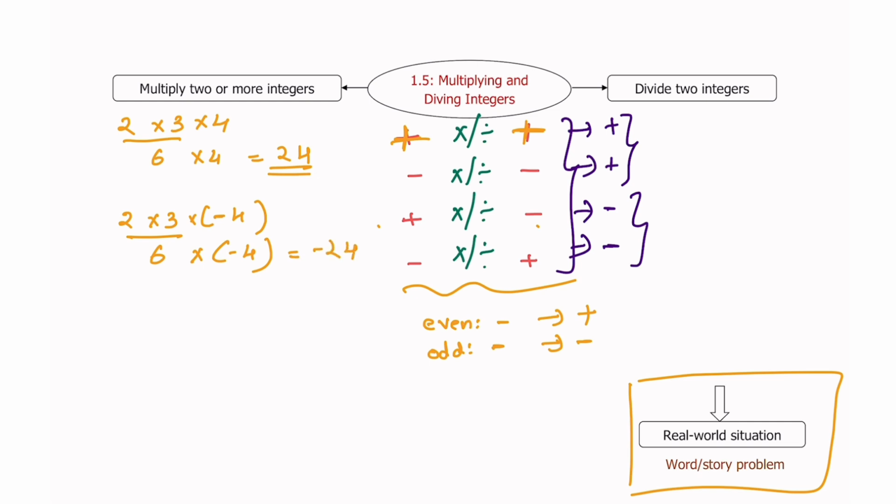How many negative signs do we have? Only one. So that's odd. The answer had to be negative here. Let's take another example. 2 times minus 3 times minus 4. What is our answer going to be? Is it going to be positive or negative? Let's see. This is minus, and minus times minus has to be plus here. And also it is an even number of negatives. So the answer has to be positive. So the answer is 24 again, because the numbers are the same and it's positive. So this is how you multiply two or more integers.